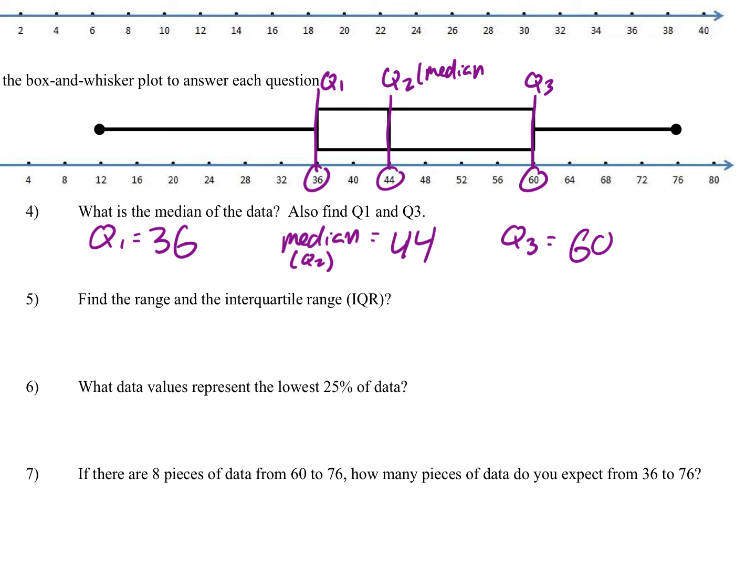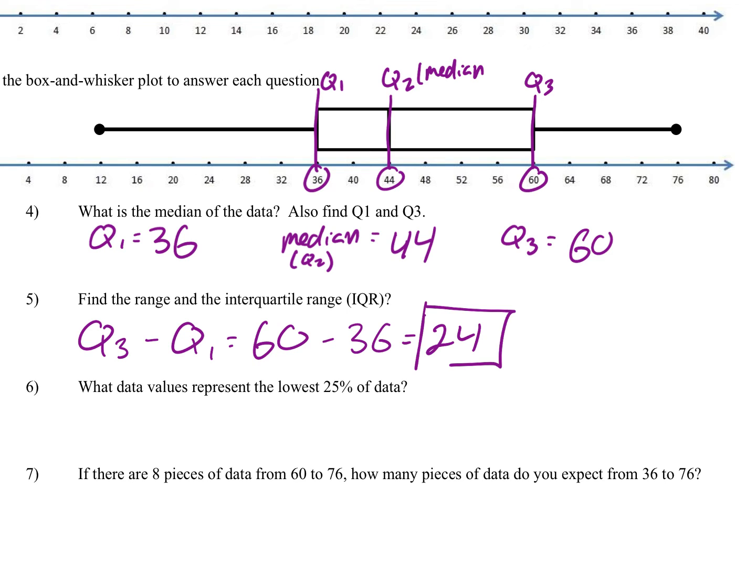Knowing this allows us to find our interquartile range, or our IQR. Our IQR is our Q3 value minus our Q1 value. So that's 60 minus 36, which tells us that our IQR for this data set is 24.